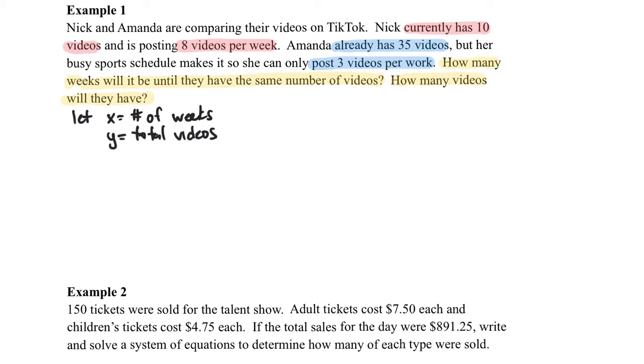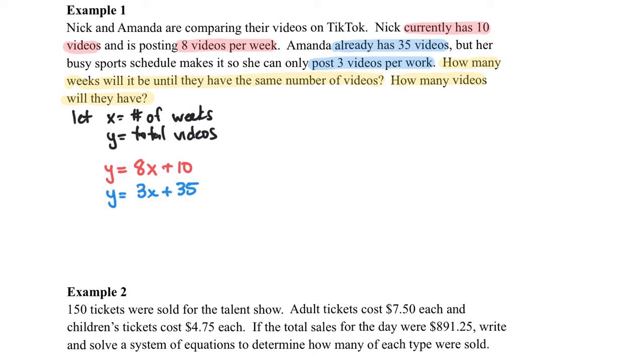So let's write both equations. So here's Nick. Nick currently has 10 videos and is posting 8 per week. So he's posting 8 videos per week and he has 10 already. Amanda is only posting 3 videos per week, but she already has 35 videos. Okay, so there's my system. Here's my equation for Nick. Here's my equation for Amanda.